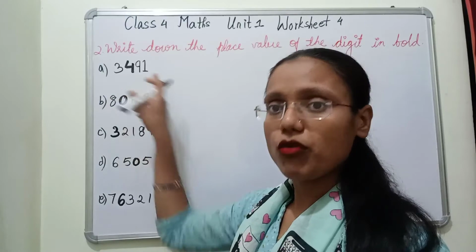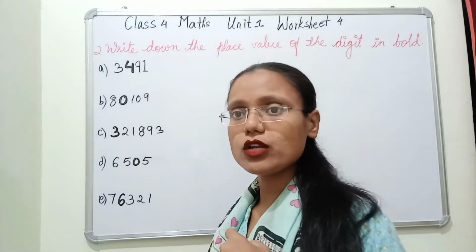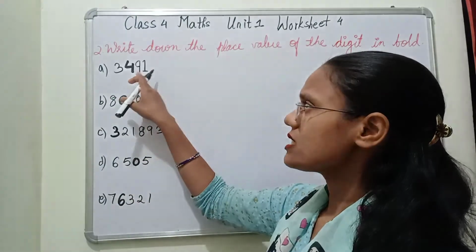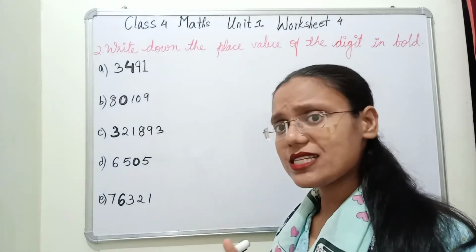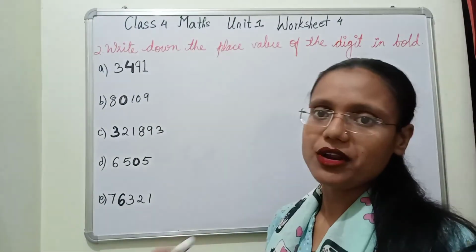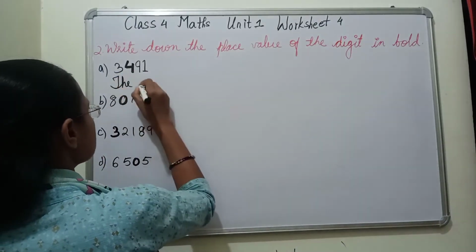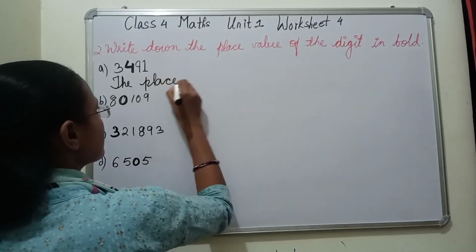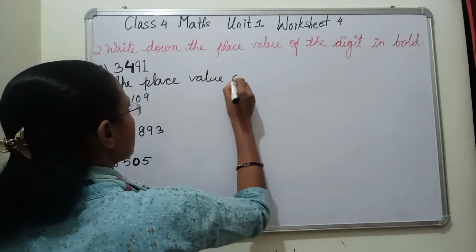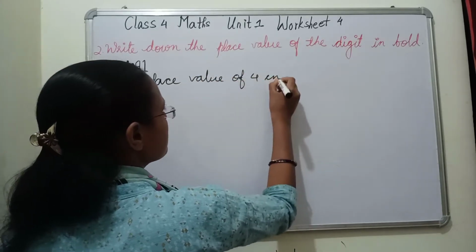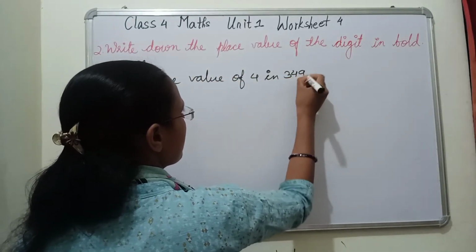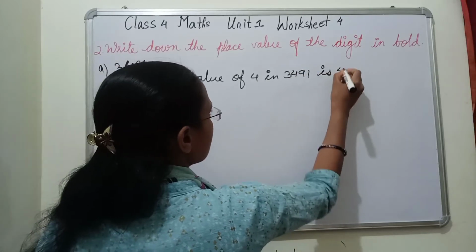Now you have to write the digit which are bold. यहाँ पर क्या bold है? 4 is bold over here. So what is the place value of 4? पहले देख लो. 1 tens 100. 100 है. Place is 100, so place value will be 400. Let us write. The place value of 4 in 3491 is 400.